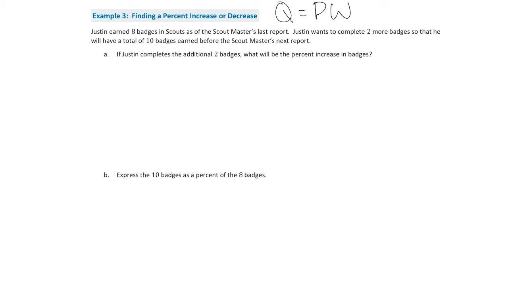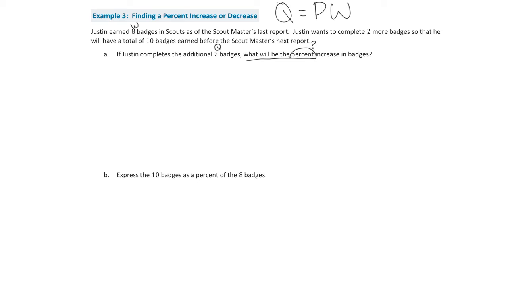And we need to figure out first what we are going to be finding. And it says what will be the percent. So the percent is what we're going to be looking for. And now what is going to be our quantity? Well, it says if Justin completes the additional 2 badges, that means that the 2 will be our quantity. Now, by looking at our problem above, we already know that Justin has earned 8 badges in Scouts, so that will be our whole.